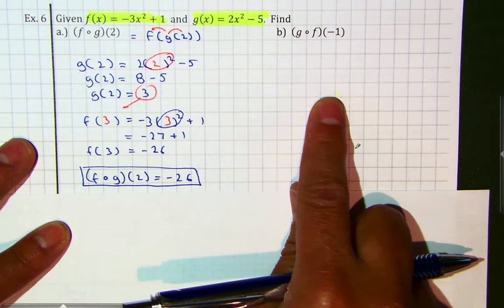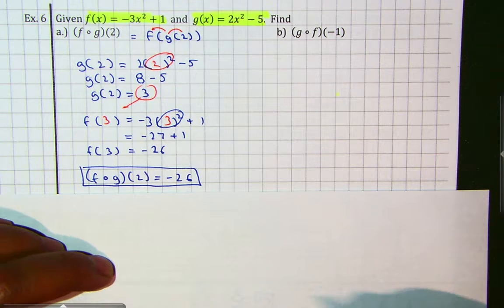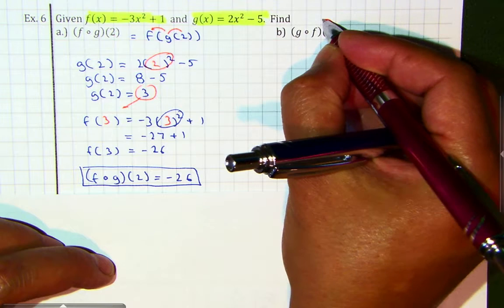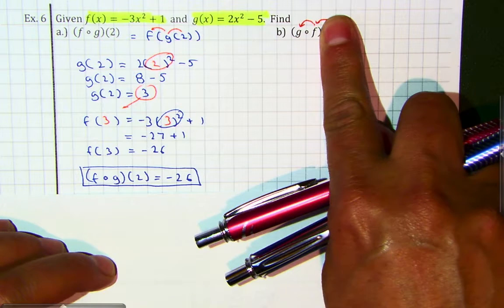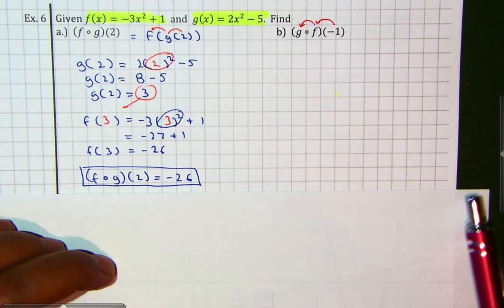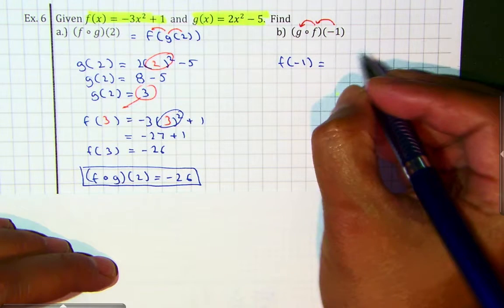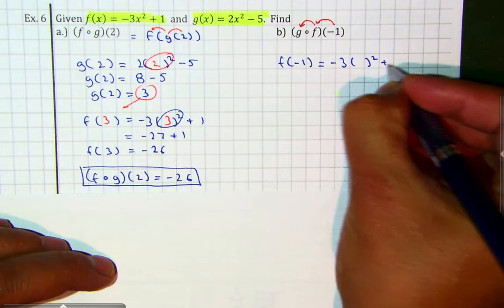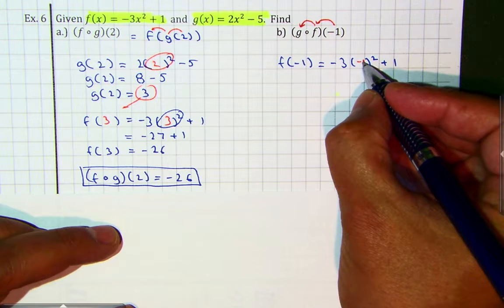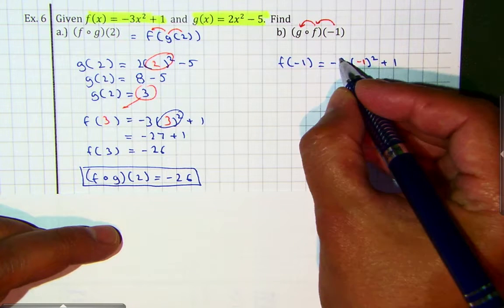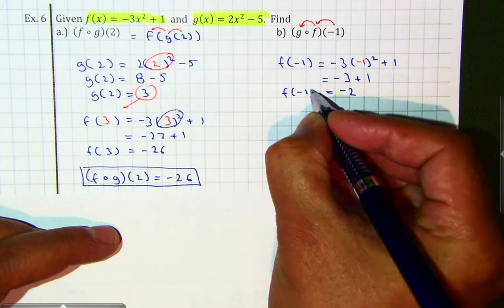Try letter B, see what you get, and then we can compare our answers. So therefore, this means that I'm going to plug in the negative 1 inside the f, and whatever I get, I'm going to plug inside the g. Or if you want to find the composition first, and then plug in a negative 1, you get the same answer. But I prefer to just do it f of negative 1. Plug in a negative 1 instead of the x. Negative 1 squared is 1 times negative 3 is negative 3 plus 1 will give you negative 2. That is f of negative 1.